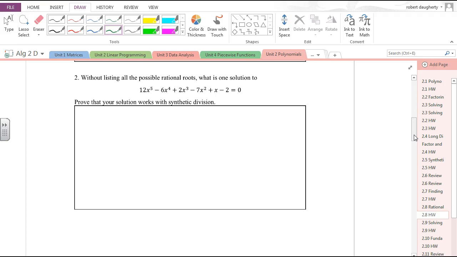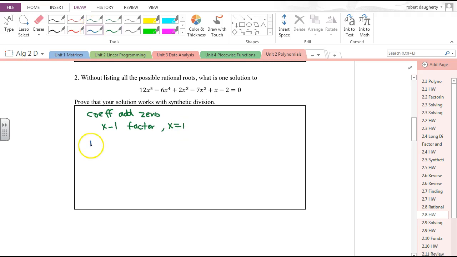There were 2 tricks. Yeah, if the coefficients add to 0, x equal 1 is a root. If the coefficients are positive, the root's negative. What is 12 minus 6? 6. 6 plus 2? 8. 8 minus 7? 1. 1 plus 1? 2. 2 minus 2? Coefficients all add to 0. So the coefficients add to 0. That means what? X minus 1 is a factor, and what is the root? X equal 1 is a root. Without listing all the possibilities, I know that has to work.